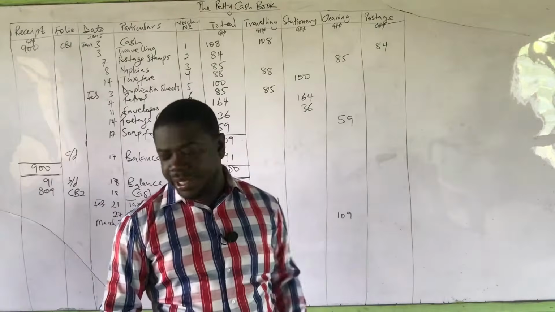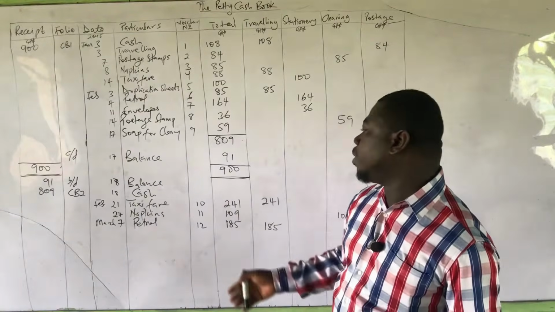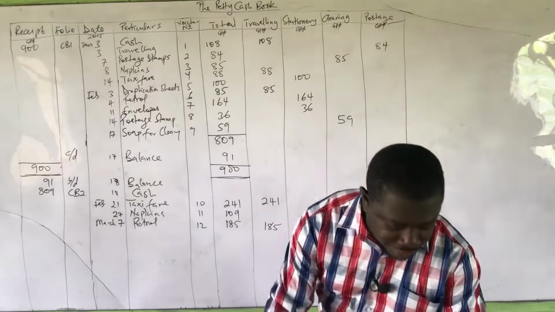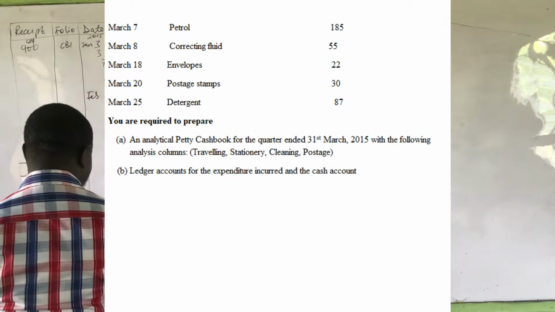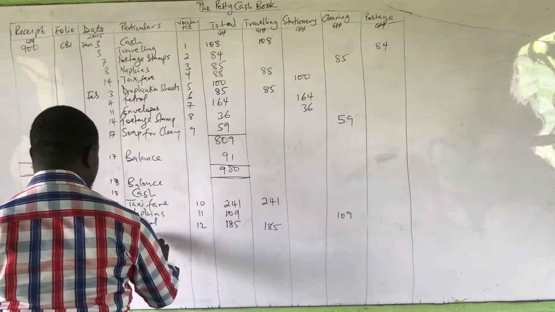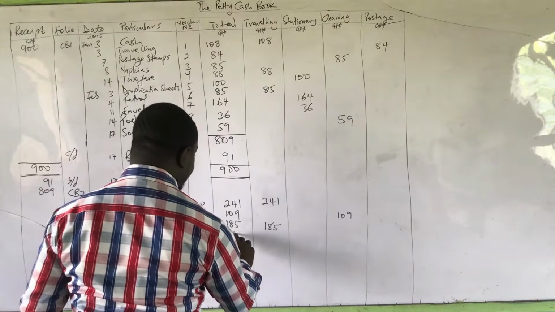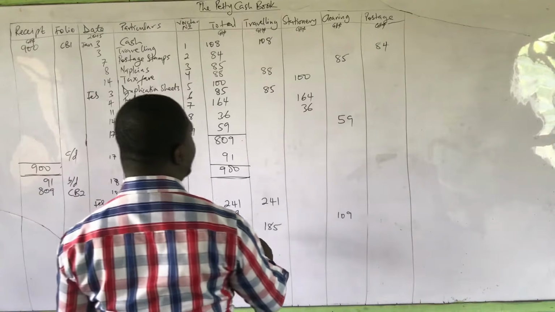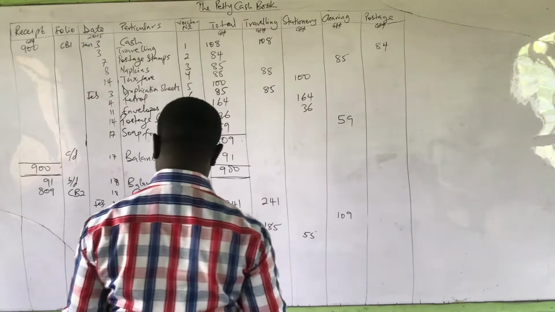And then the next expense, I think we can still continue to spend. We have 900 and we have just spent about 400 or 500, so we still have more. On the 8th, we made payment for correction fluid, 55 cedis. Voucher number 13, 55 Ghana cedis. And correction fluid will go under stationery. So 55 goes under stationery.